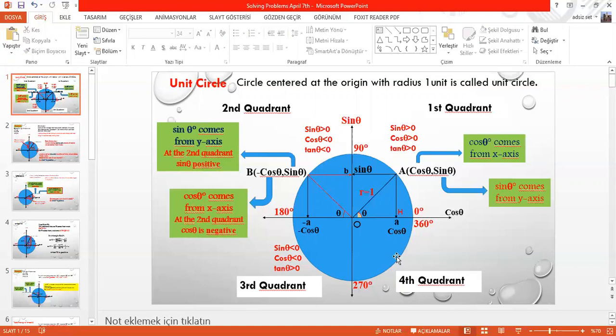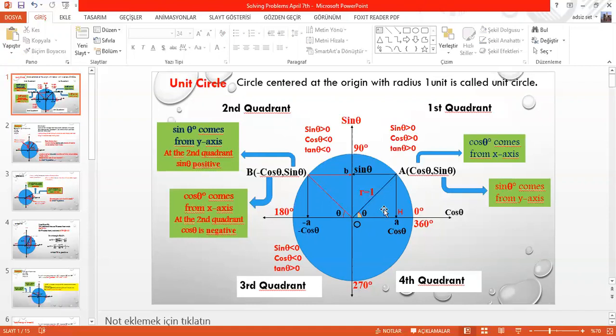By using the right triangle OAH, firstly, let's write cosine theta. What was cosine theta? Cosine theta is equal to the adjacent side of theta divided by the hypotenuse. That means the adjacent side OH, or we may say A, divided by 1, which is A. So cosine theta is equal to A. Instead of A, you may write cosine theta. The first component will be cosine theta.